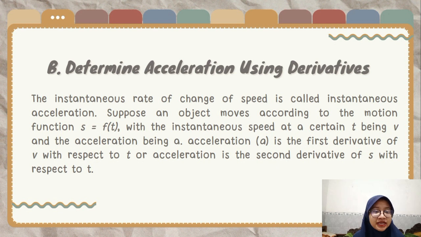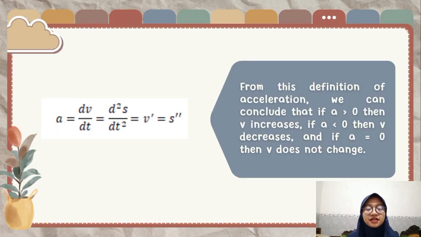Acceleration, or a, is the first derivative of v with respect to t, or acceleration is the second derivative of s with respect to t. a equals dv/dt equals d squared s/dt squared equals v' equals s''.